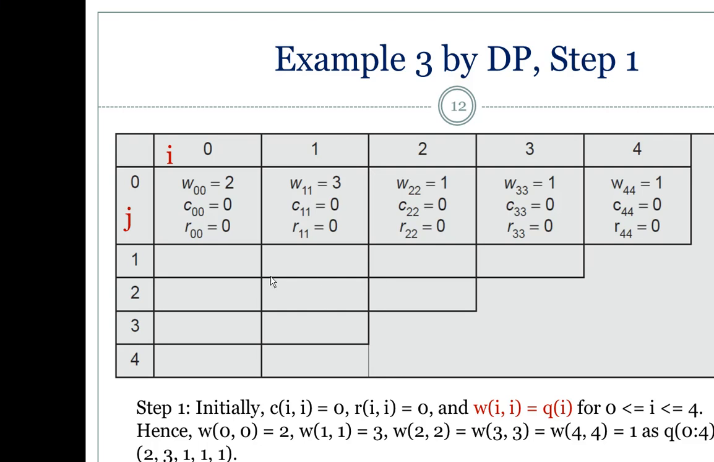Again we have to consider the formula. Before that, consider this structure. In this structure we have to find out the values for W of 0 0, C of 0 0, R of 0 0, W of 1 1, C of 1 1, R of 1 1. This we have to remember. So in step 1 we are going to find out the values for all these things.